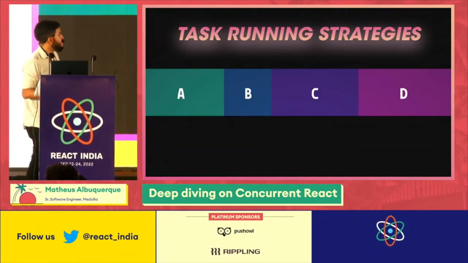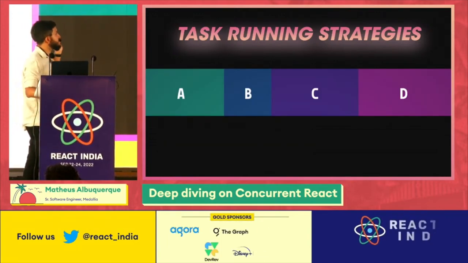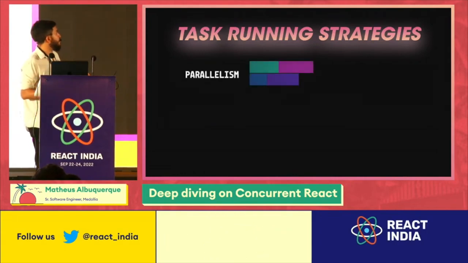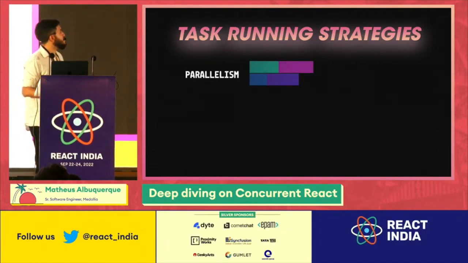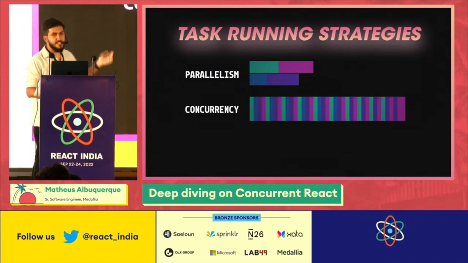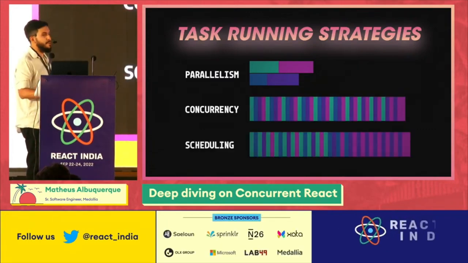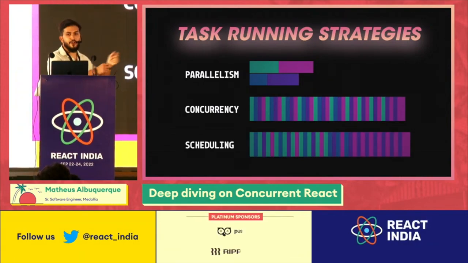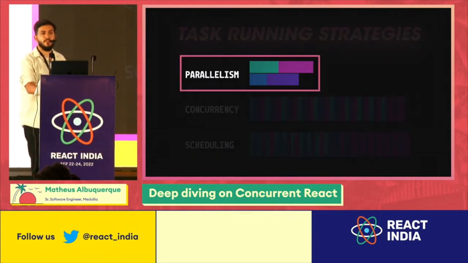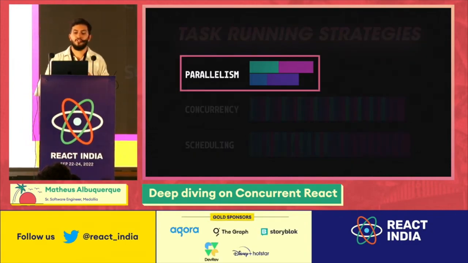It's better if we visualize that. Let's assume we have tasks A, B, C, D. If we're doing parallelism, we could split them like that, two per thread. In concurrency, they would look like this. And scheduling, pretty much the same, but you're going to see that some of them got higher priorities than the others. So to talk about concurrent React, it's good that we talk about parallelism first.